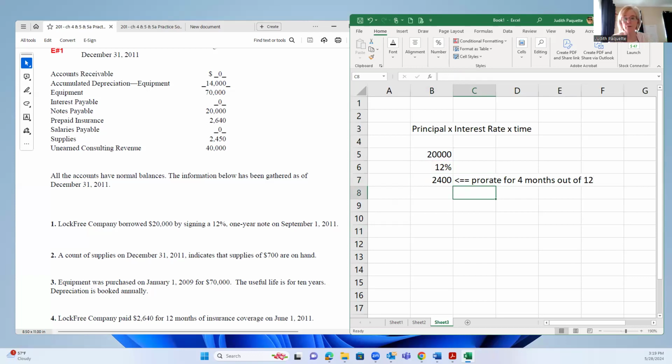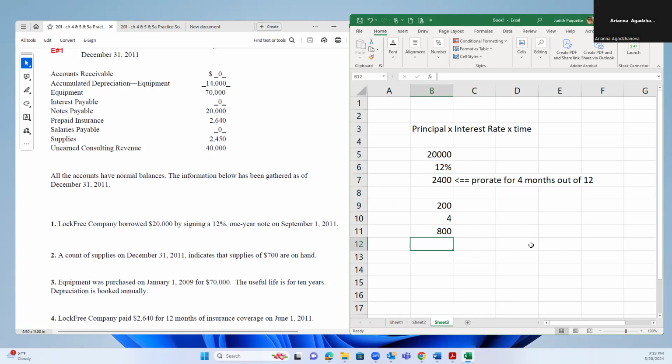So 2,400 would be what we'd pay for a whole year of interest. We only need 4/12 of interest. So we're going to take that 2,400 and divide by 12. It's $200 a month, and we've already said it's 4 months. So the answer should be 800. Is that what they gave you? Yes. Yay. All right. Did you do 3 months? I calculated 4 months more.